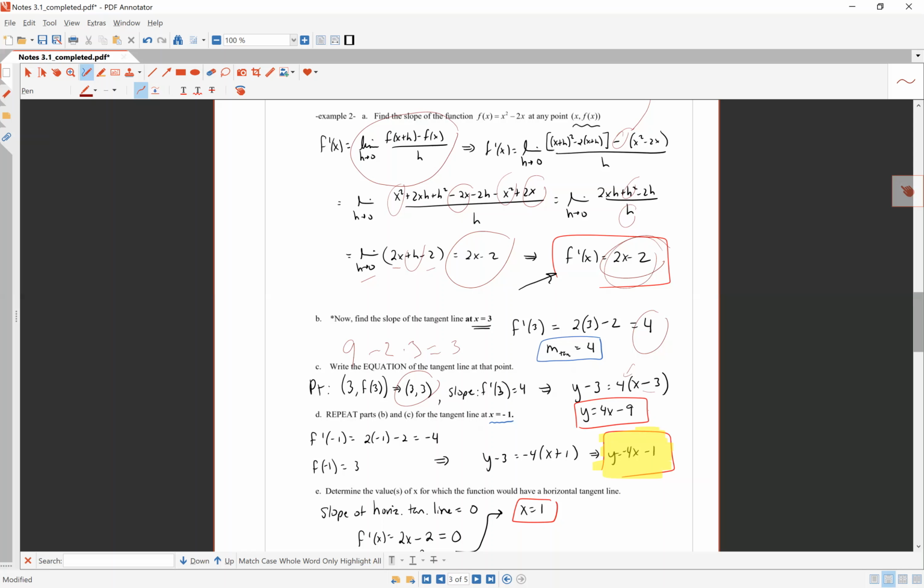So we know that for any point x, the slope of the tangent line is 2x minus 2. Now let's get the equation. So at x equal to 3, we know the slope is 4, and now let's get the equation of the tangent line passing through 3, f of 3. We know the slope is 4, right? And so we just use, summarizing, a point slope form, and then we put it in the standard form of a line.